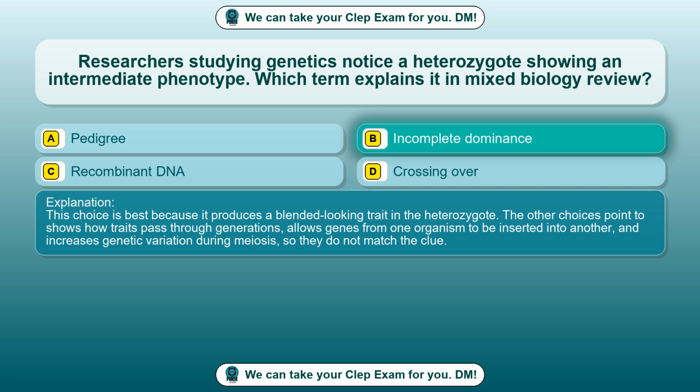This choice is best because it produces a blended-looking trait in the heterozygote. The other choices point to shows how traits pass through generations, allows genes from one organism to be inserted into another, and increases genetic variation during meiosis, so they do not match the clue.